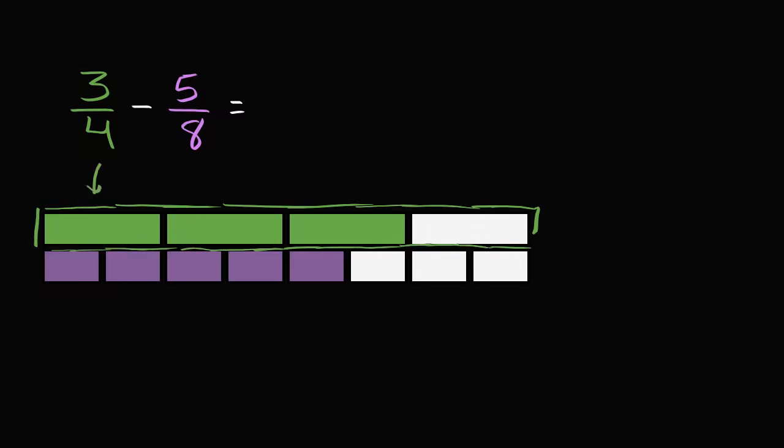And then this bar down here, you could view this as another whole. This is another whole right over here, and you can see this divided into 8 equal pieces, and 5 of them are shaded in. So that represents the 5/8. So we want to have 3/4, this green shaded area, and we want to take away the 5/8. So how could we do it?